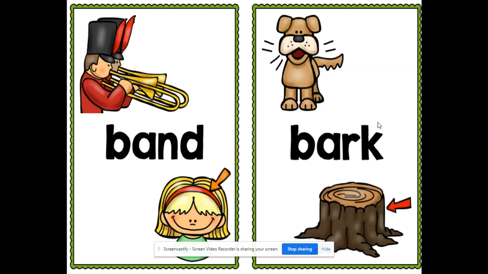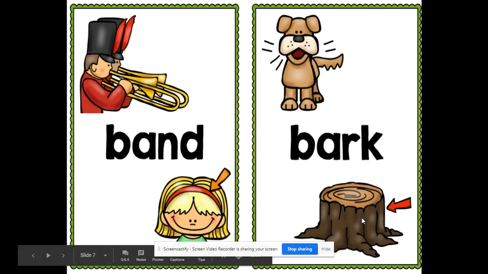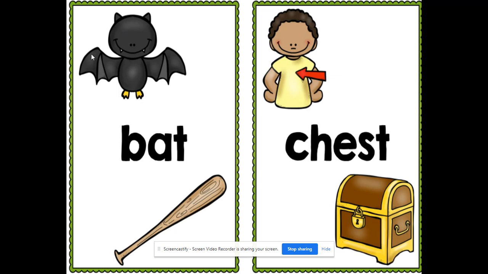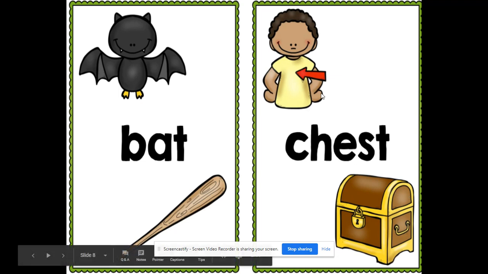Bark is a homograph. It is something a dog does, or it's something that you can find on the outside of a tree. Bat can be used in baseball, or a bat can also be a bat that is a nocturnal animal. Chest can be like a treasure chest, or your chest where your heart is.